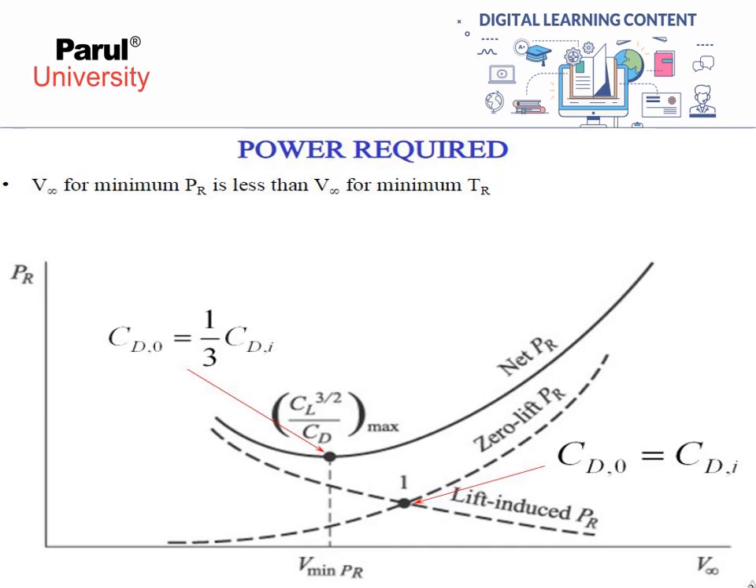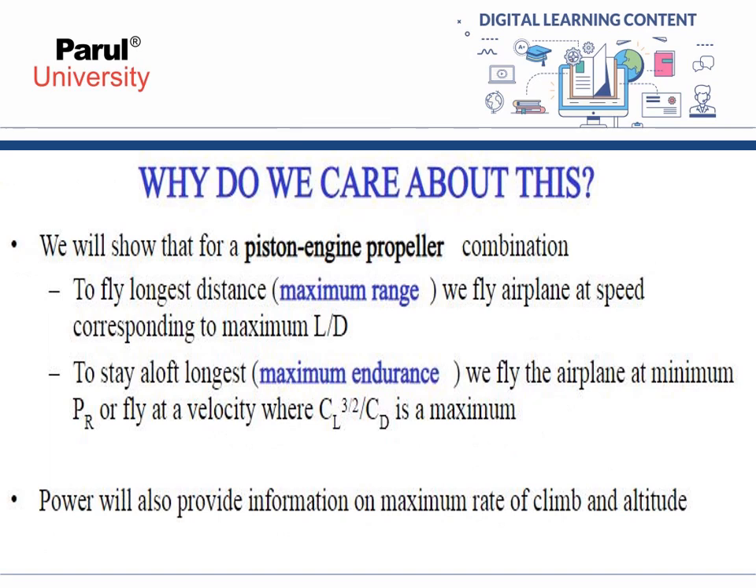Then we can say the velocity for minimum power required is less than the velocity for minimum thrust required. Right? Okay. Why do you care about this? Because we will show that for a piston engine propeller combination, to fly the longest distance, maximum range, we fly aeroplanes at a speed corresponding to maximum L by D.